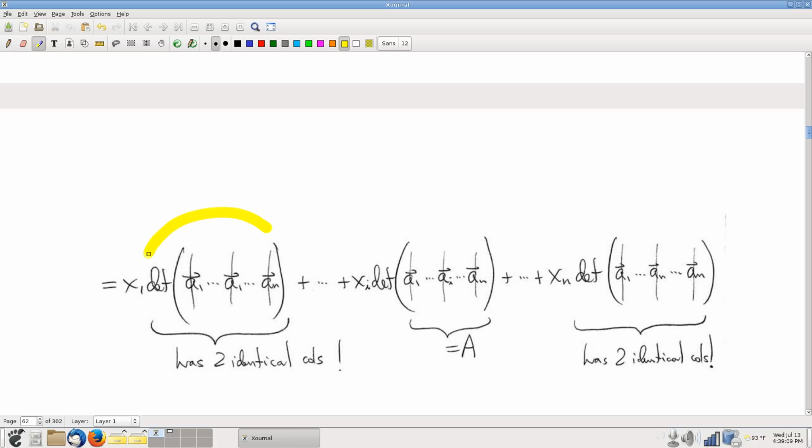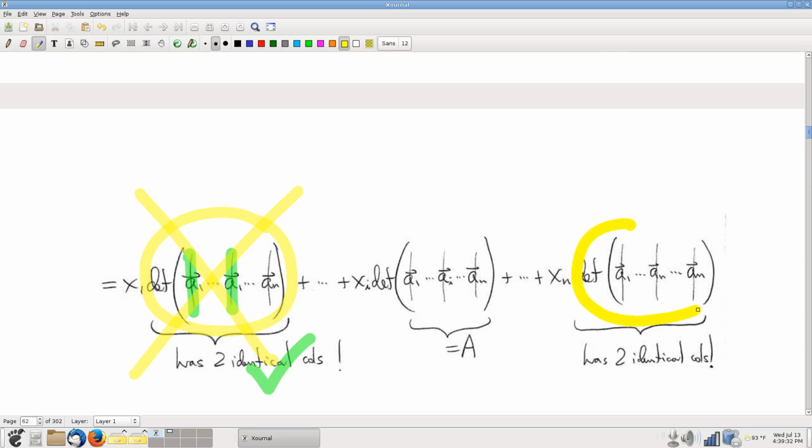I claim that there's something wonderful about this determinant. It leaps off the page at you. We have in the ith column, we have a1. But we also have a1 in the first column. So there are two identical columns, and therefore this determinant is 0. That term goes away. Fantastic.